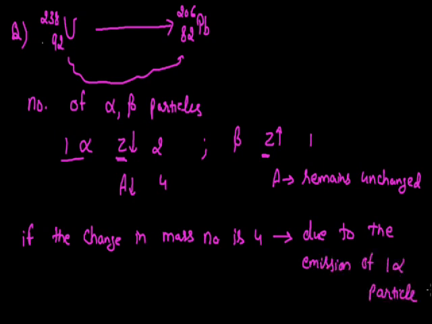Now, if we find out by what value this mass number is going to change, here we can find that this mass number is going to change by the value 32. The initial mass number was 238, finally it's 206, so the change in mass number delta A is 32 here. If the change had been 4, we can conclude that the number of alpha particles responsible for this would be 1.